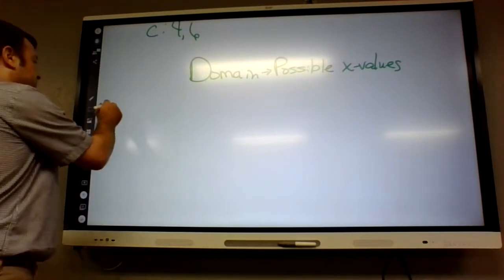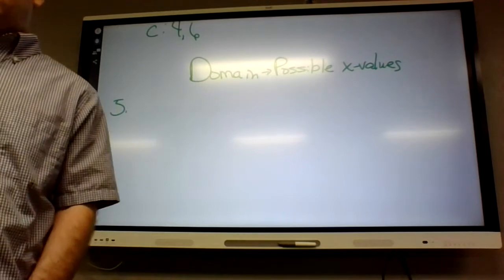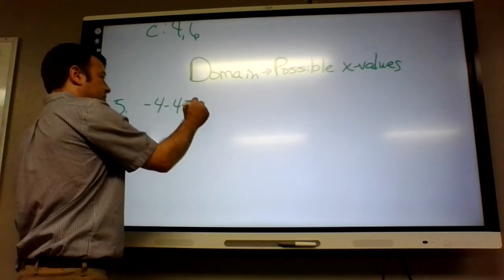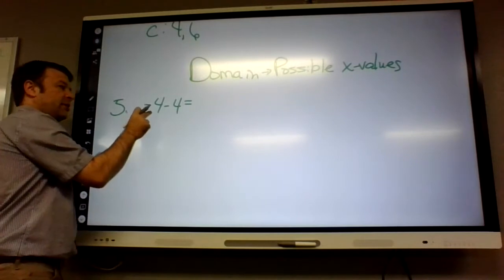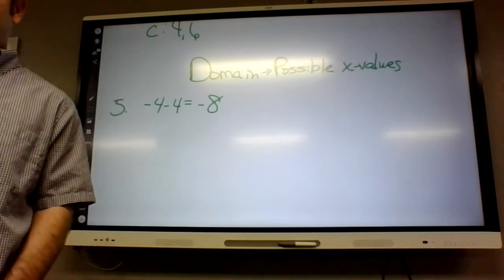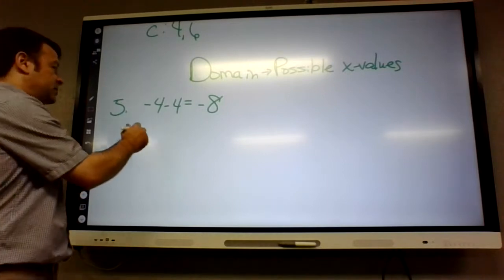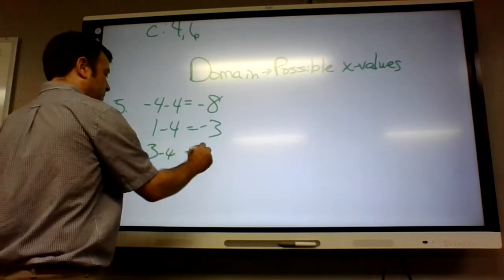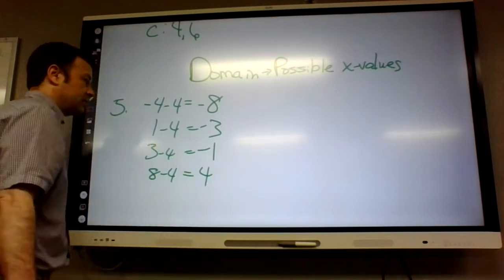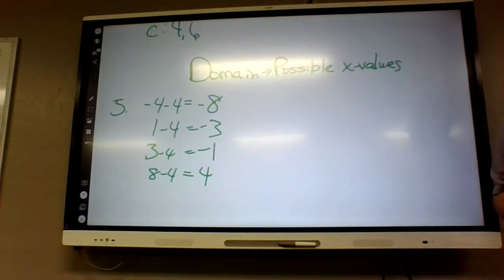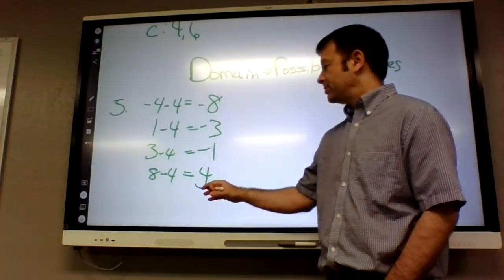Number 5, we're plugging in -4 for x. So it's -4 minus 4, which is -8. Right, it's down 4, down 4, down 8. Okay, and then we're plugging in 1. Do you guys see where I'm getting these numbers from? Yes. So it's 1 minus 4, and then 3 minus 4, and then 8 minus 4. So there's 4 answers. When we grade this tomorrow, each will be worth half a point.